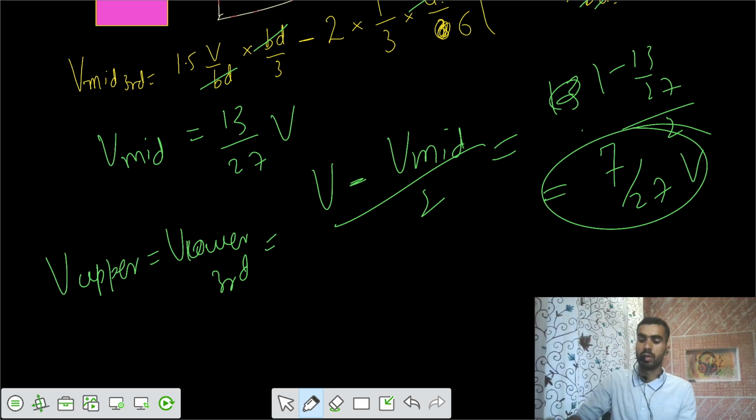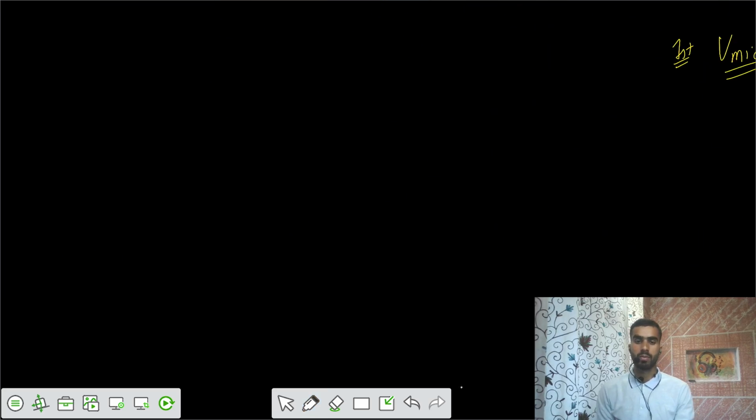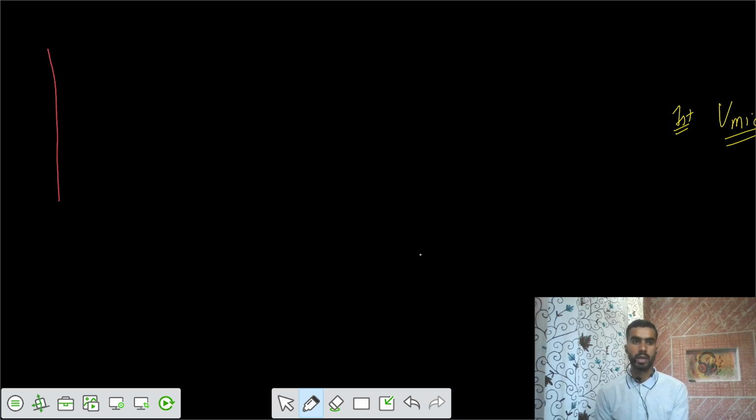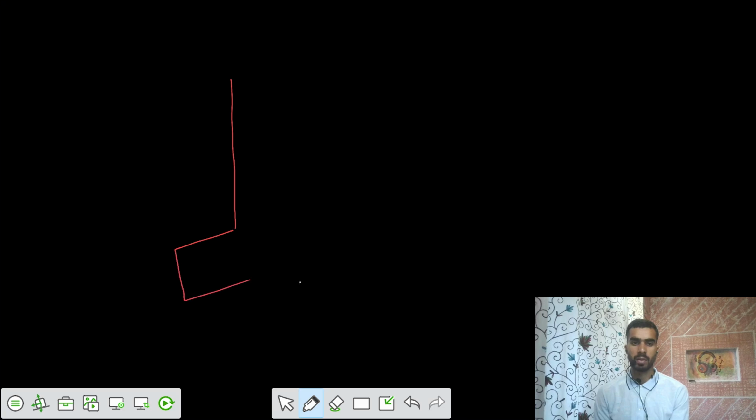Let's take one more problem, in a more interesting way. We have a beam of I section. This is a symmetric beam.